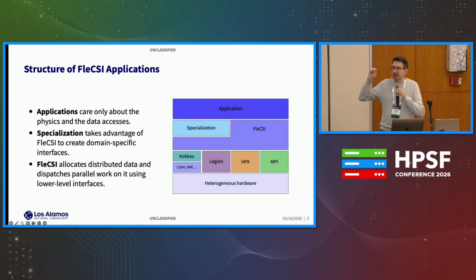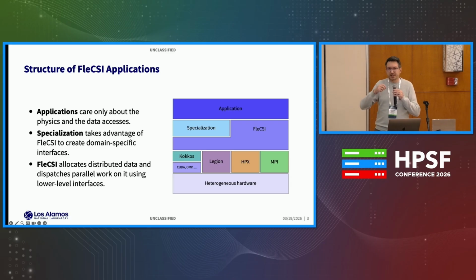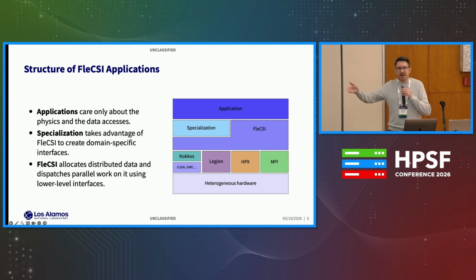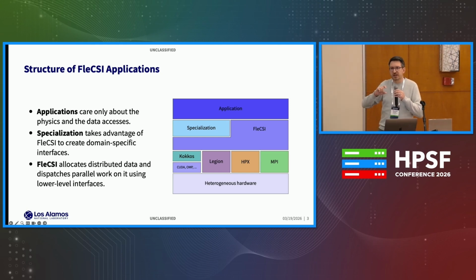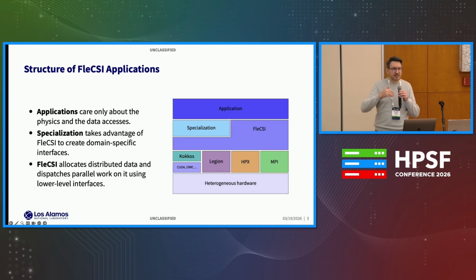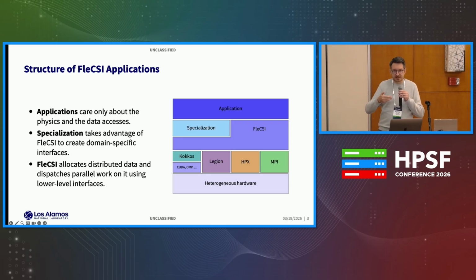Now, for the simpler backends, FleCSI has to do a lot more work to implement the same kind of functionality as the more sophisticated backends. But the general point is that when you switch between backends, you don't have to change your application or the specialization anymore. FleCSI hides that behind its interfaces, and that gives you access to the performance capabilities of these different backends.